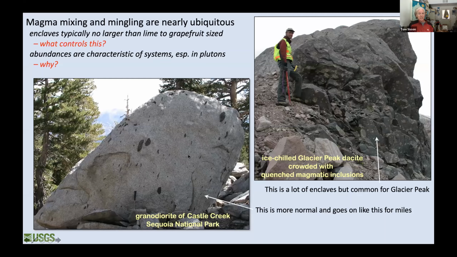And this is an example from the Sierra Nevada, the granodiorite of Castle Creek. That's not particularly important, but this pluton and many other plutons just go on and on like this for miles and miles with similar abundances of mafic inclusions that tends to be associated with the color index or the mafic mineral content of the rock. We don't know why.